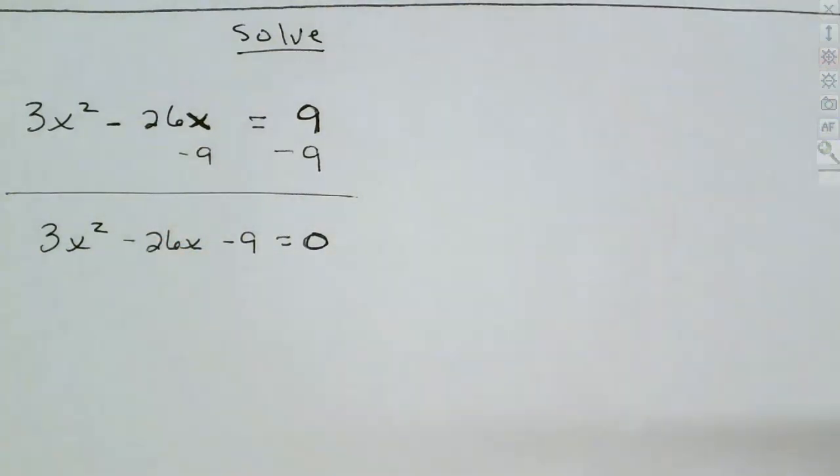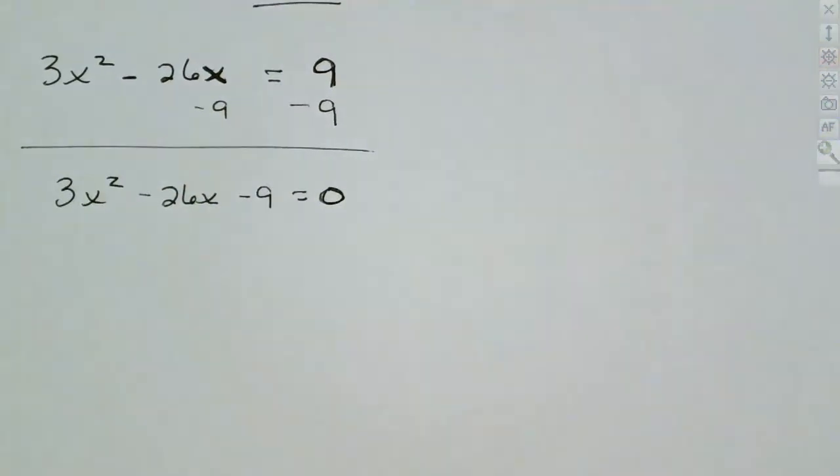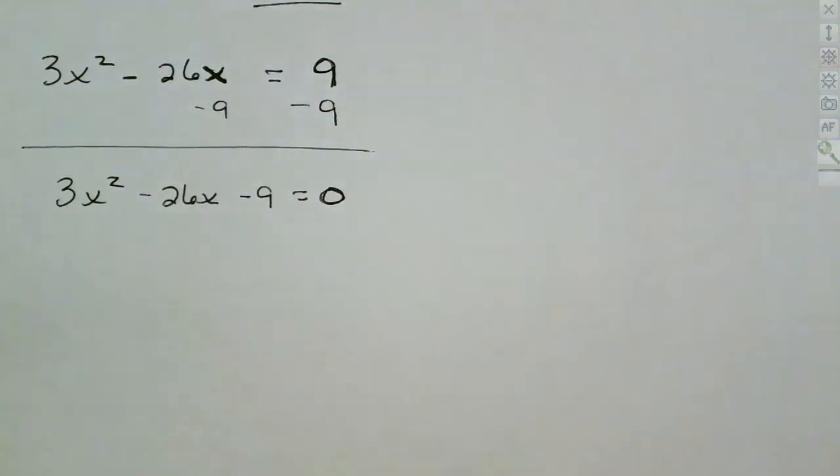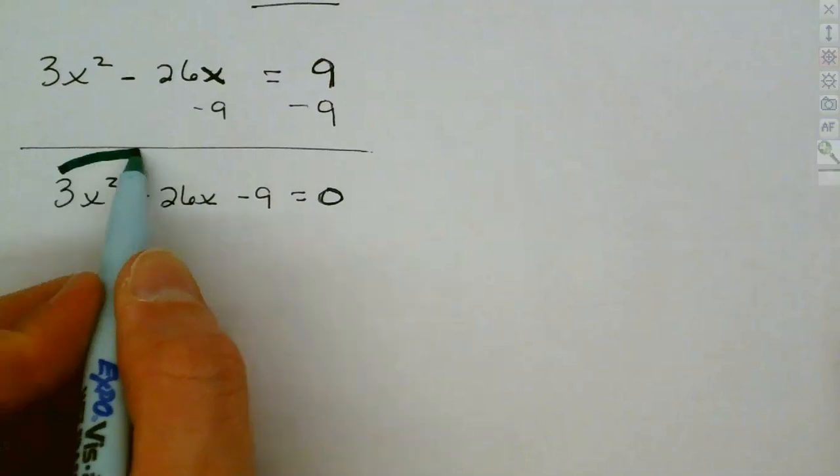And then we always look and make sure nothing comes out. We've got a 3, a 26, and a 9. Can any number come out? Is any number in common? No. Now, if that would have been a 27, you could factor a 3 out, right? But you can't in this case. So nothing's in common. First times the last.